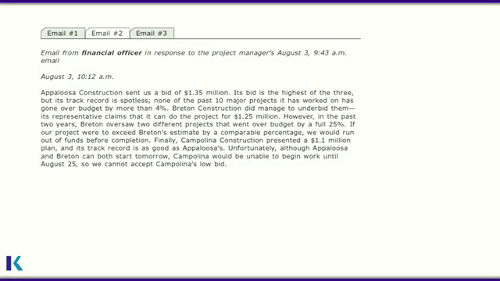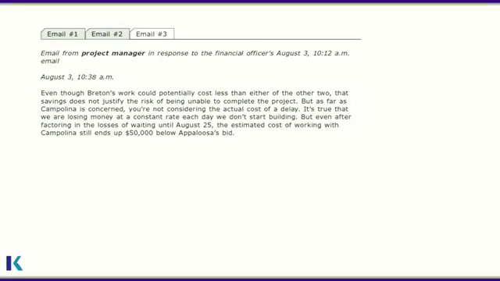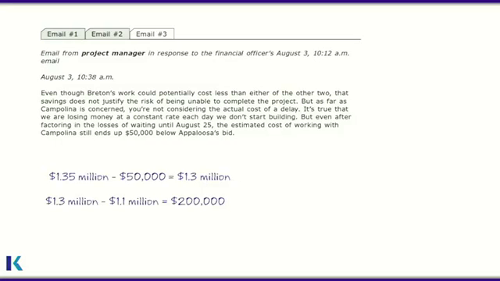The other 2 companies can start the next day, August 4th, but Campolina can't start until August 25th, a delay of 21 days. Next, use the information given to determine how much money is lost in those 21 days. The third email says that even with the delay, Campolina would cost $50,000 less than Appaloosa's $1.35 million bid, or $1.3 million. That means the cost caused by the delay would be $1.3 million minus $1.1 million, or $200,000.